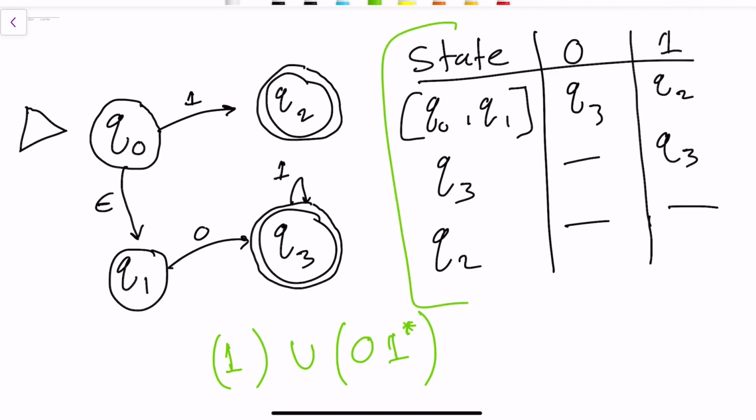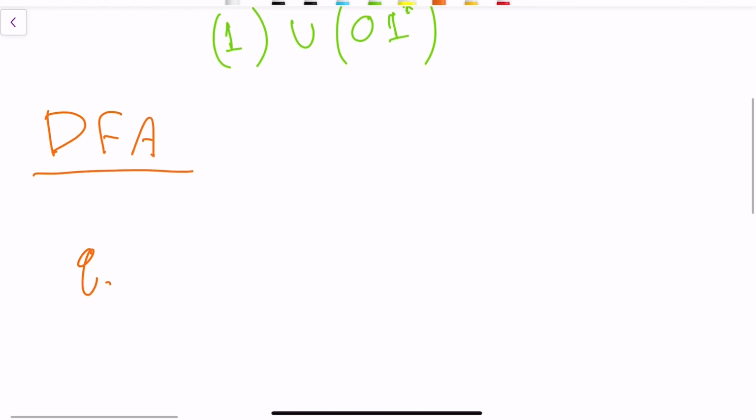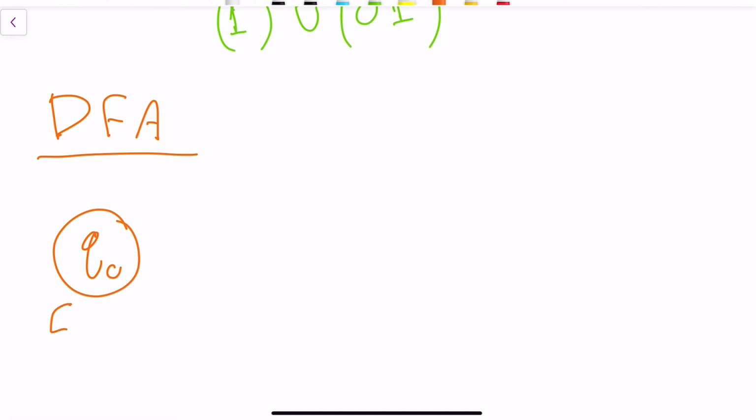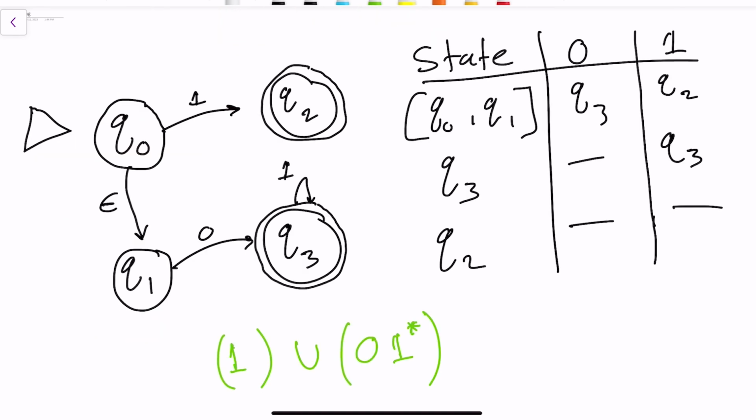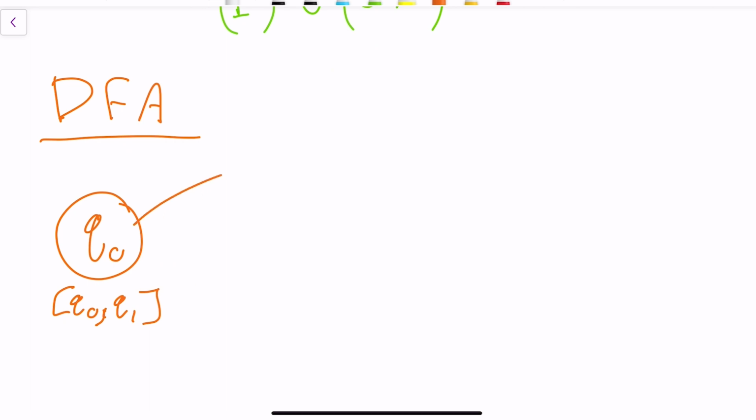Now, since we have this table, it's fairly easy to convert into a DFA. We just make a state in the DFA corresponding to each state that we were able to reach. So here we'll draw our DFA. For our start state, which we'll label Q0, that actually corresponds to our Q0 and Q1 start. Following the table, we can see that on input 0, we go to Q3. So Q0 will lead to Q3.